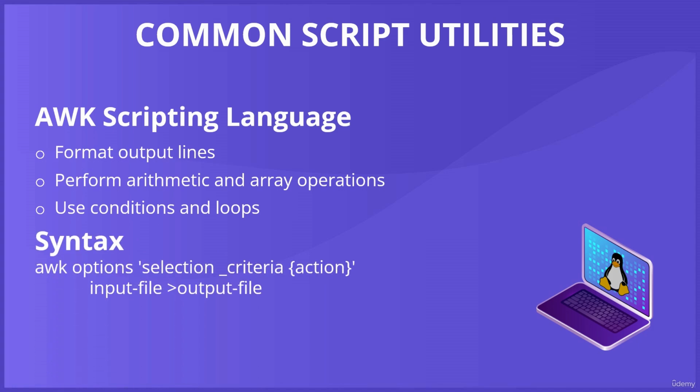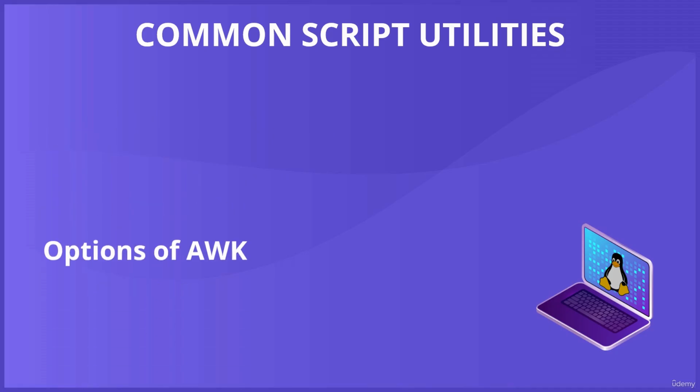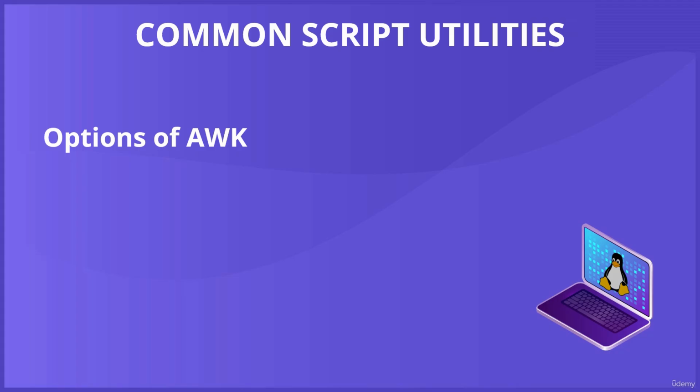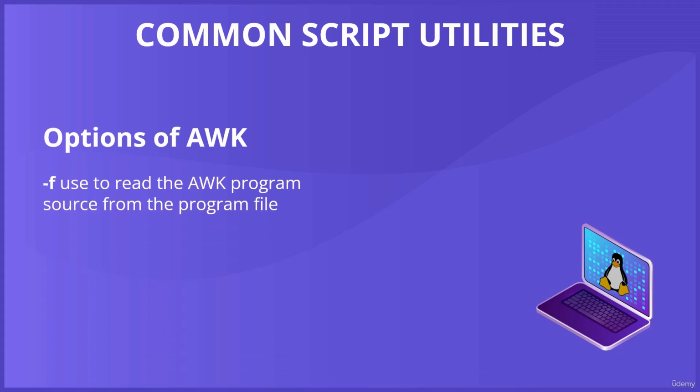awk's syntax goes like this: awk options, single quote, selection_criteria, open curly brackets, action, close curly brackets, single quote, input-file, right angle bracket, output-file. Ooh, there's options in awk. Yes, of course. The -f program-file option we use to read the awk program source from the program file instead of from the first command line argument. Okay. Dash capital F, FS, is used for the input field separator.